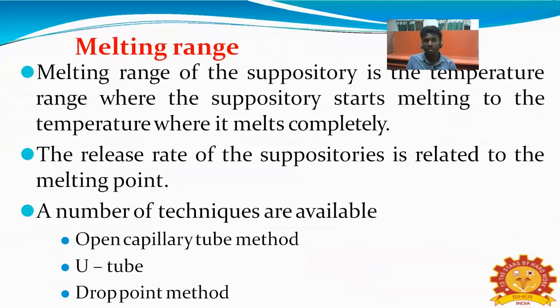Next, the melting point range, which was already discussed. The melting point range of the suppository is the range of temperature from where the suppository starts melting to the temperature where it melts completely. The release rate of the suppository is related to the melting point. A number of techniques are available: the open capillary tube method, the U-tube method, and the drop point method are also used for the melting range.